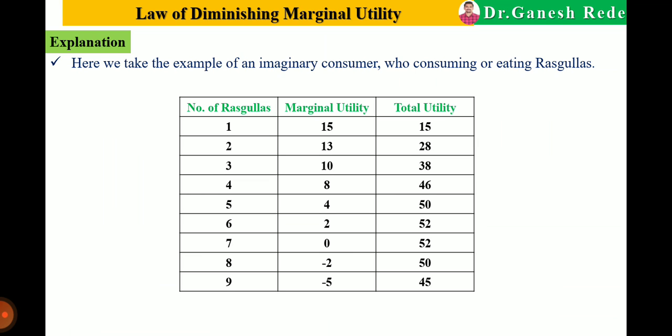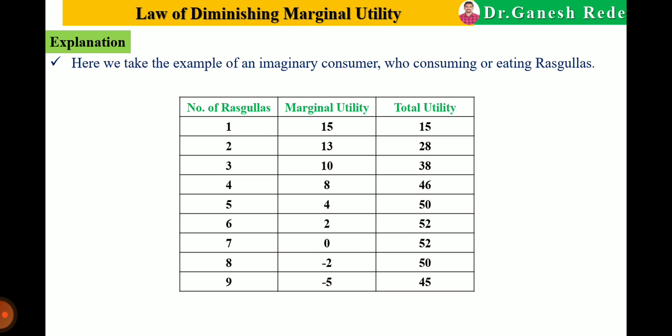Then he eats the third rasgulla, he gets a marginal utility of 10, which is lesser than the second. Then total utility becomes 38. Then he eats the fourth rasgulla, he gets a marginal utility of 8. Then total utility becomes 38 plus 8, 46.